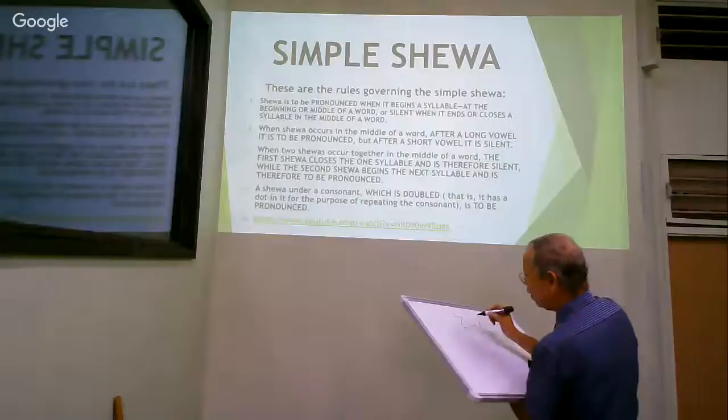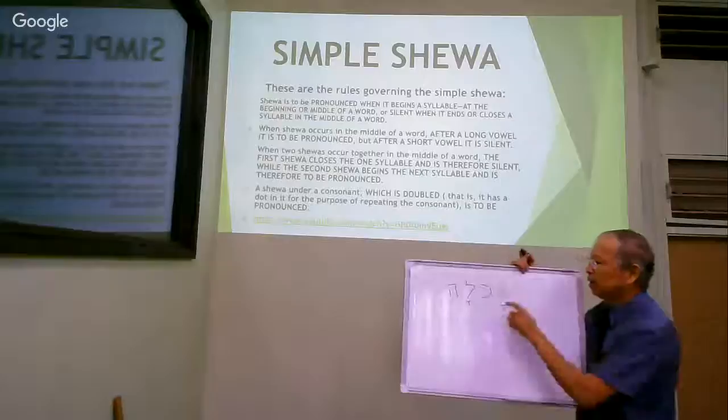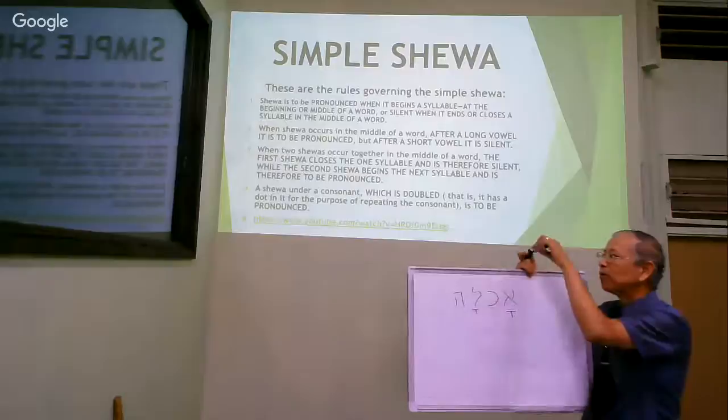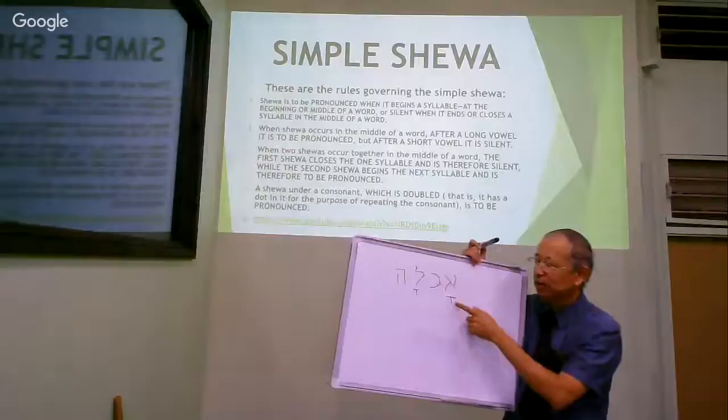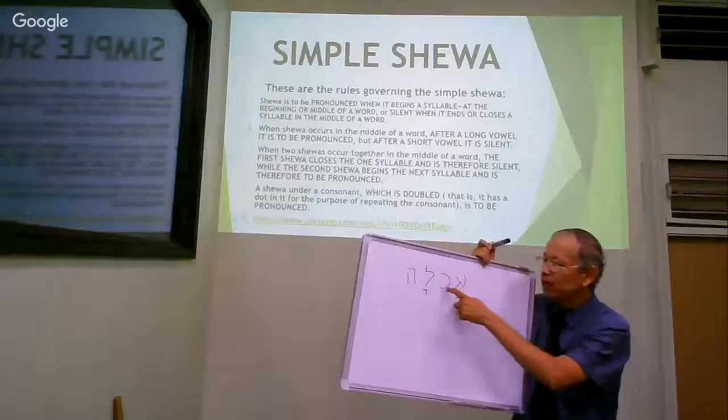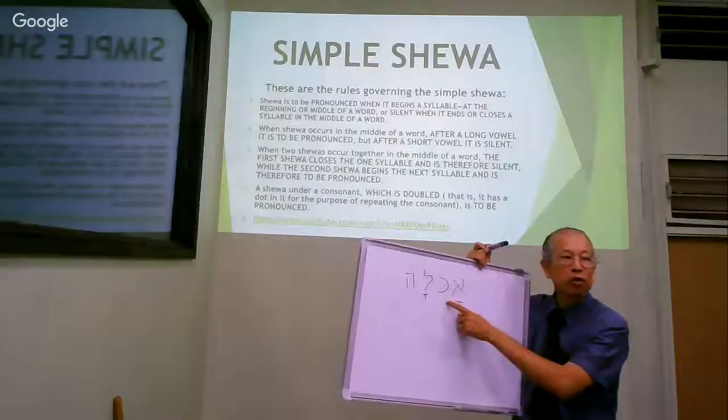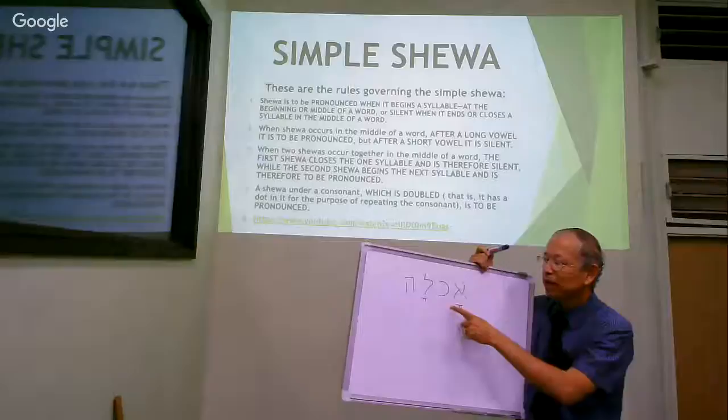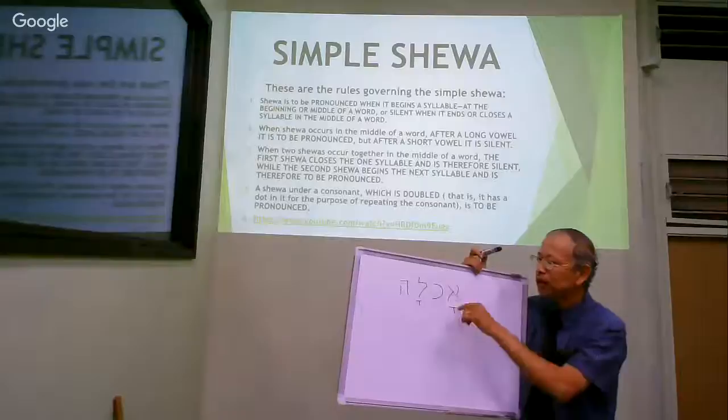Notice here is a syllable. It's a closed syllable. A closed syllable consists of a consonant, a vowel, and another consonant. So it is in a closed syllable. When the Shewa is in a closed syllable, it is not to be pronounced. It is pronounced when it opens the syllable, when it's in an open syllable, but it is not to be pronounced when it is in a closed syllable.